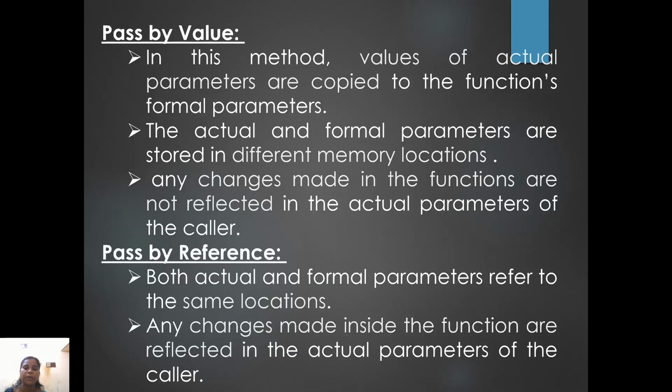Pass by value and pass by reference. These are the two passing methods in C++ while using functions. While using pass by value, the actual and formal parameters share different memory locations. Any changes made in the function are not reflected in the actual parameters of the caller. In pass by reference, both actual and formal parameters share the same location. Any changes made inside the function are reflected in the actual parameters.